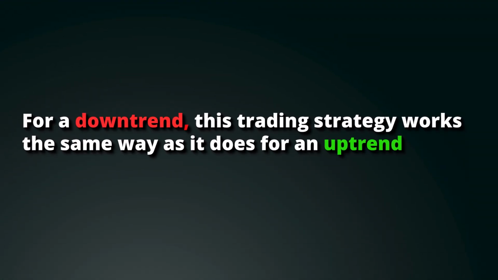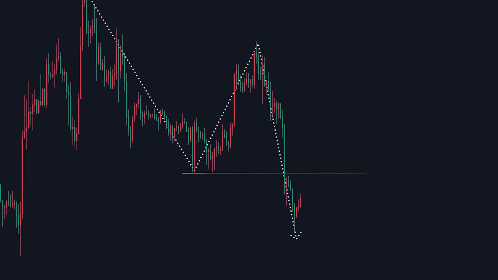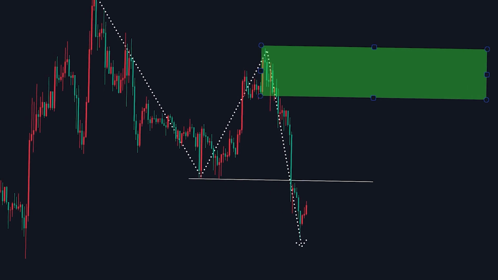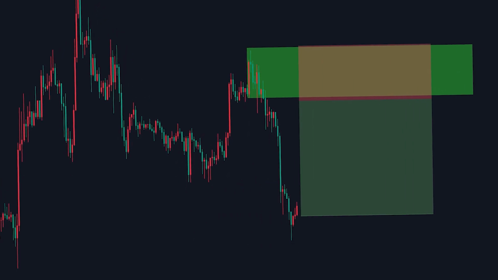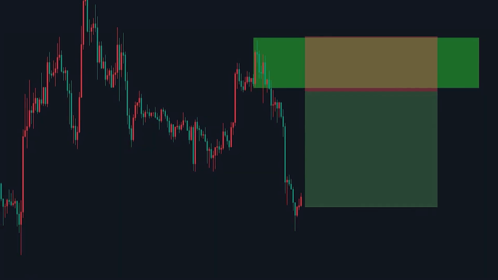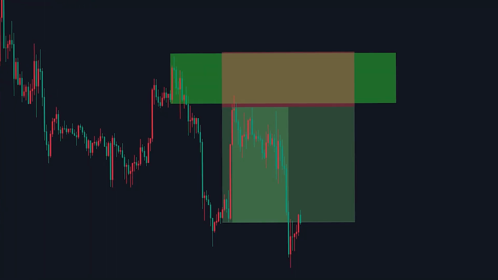For a downtrend, this trading strategy works the same way as it does for an uptrend. Here's an example for a downtrend. The market has been in a sharp downtrend. We identify the structural lows and mark the key zone. We then place a limit order, along with a stop loss and take profit. The price moves as anticipated, and we lock in a profit once again.